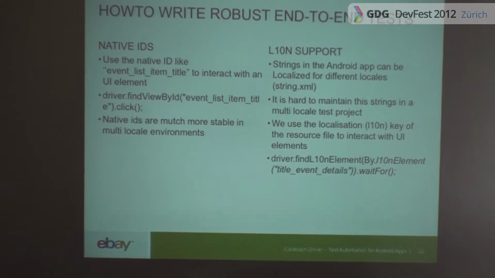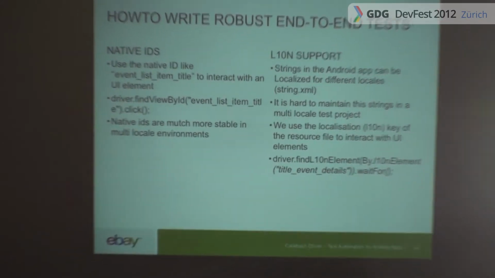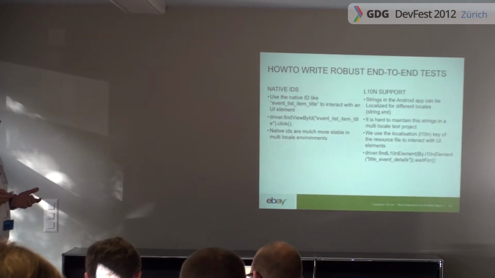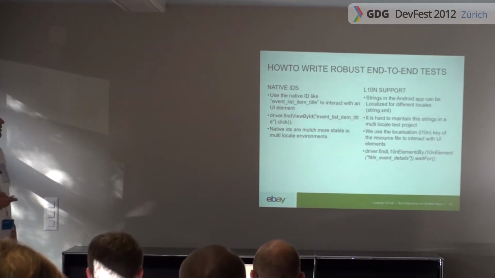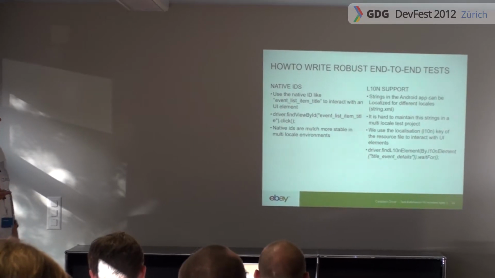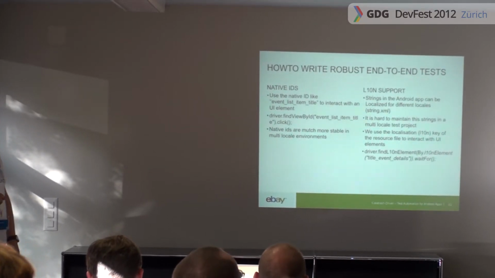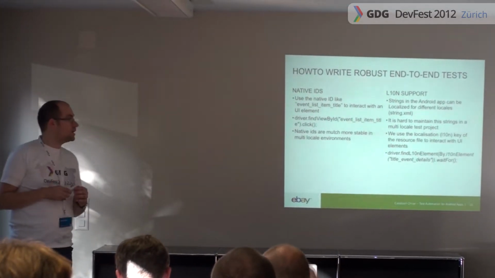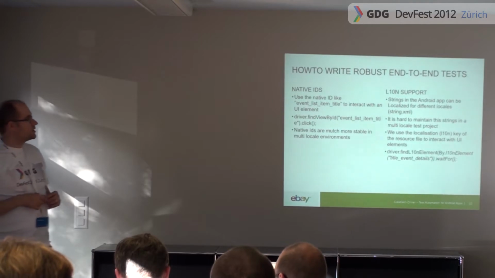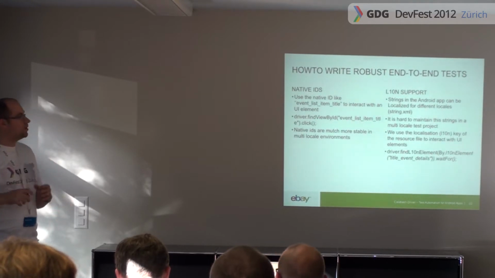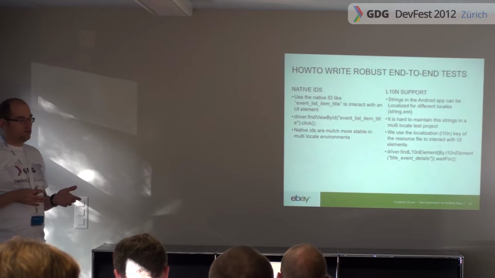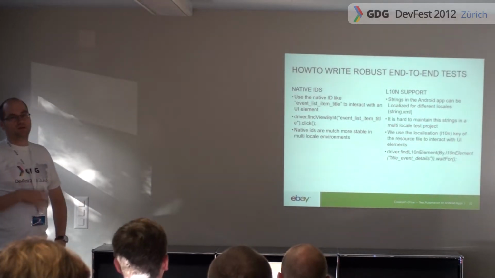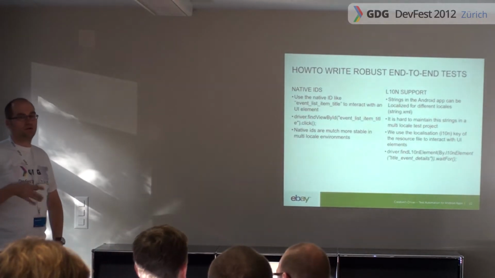The other question is how to write robust automated tests. And we learned it's very important to use native IDs if they are there. For example, we use this in Android. The good thing is you mostly have these kinds of native IDs, and they really help a lot because they make it easier to automate the app in multi-locale environments, because the ID is always the same. You don't have to think about a special text.